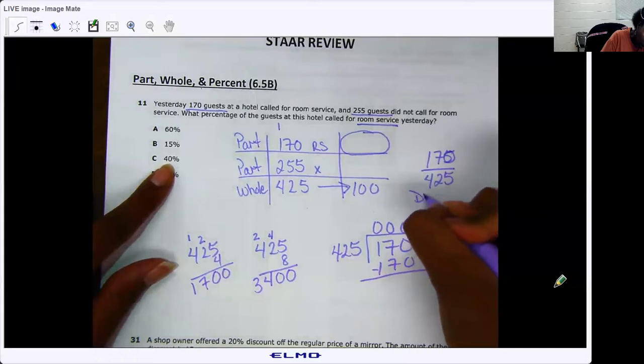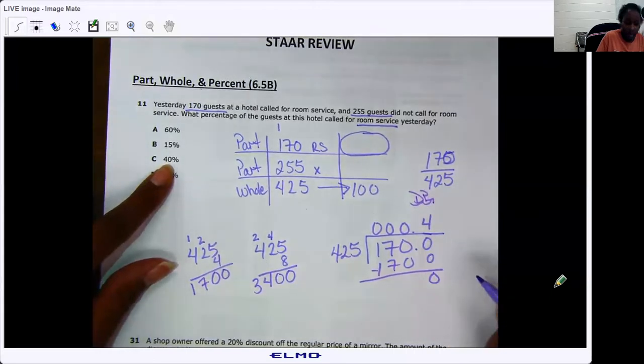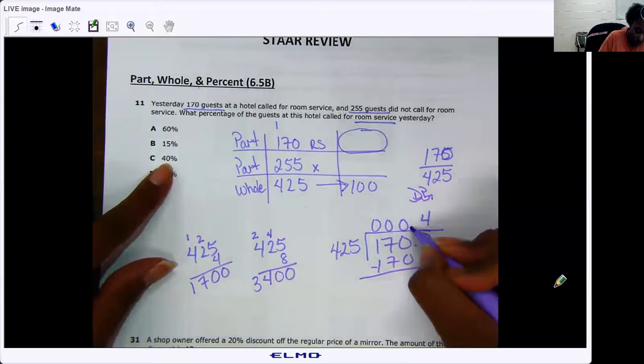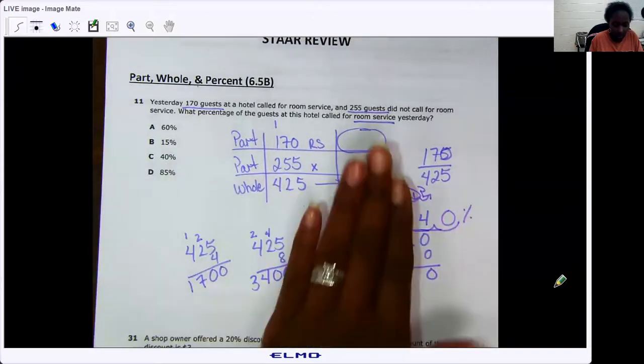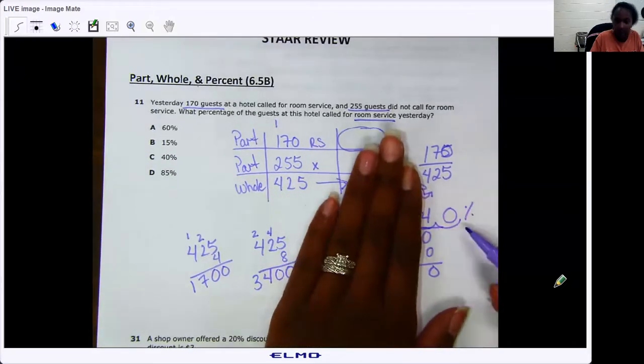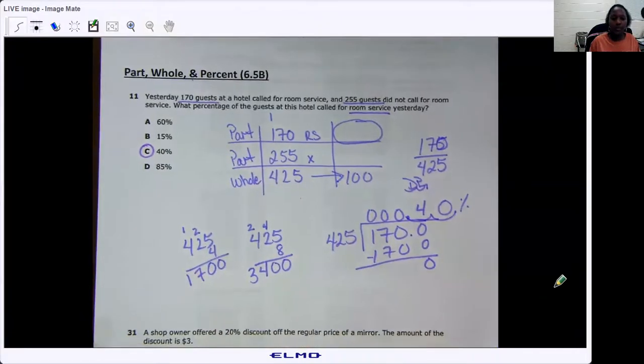Remember, we're now going to use Dr. Pepper to change our decimal to a percent by moving it 2 to the right. So here's my decimal. 1, 2, fill in with a 0, cover up everything else. I have 40%, which is what I assumed my answer was.